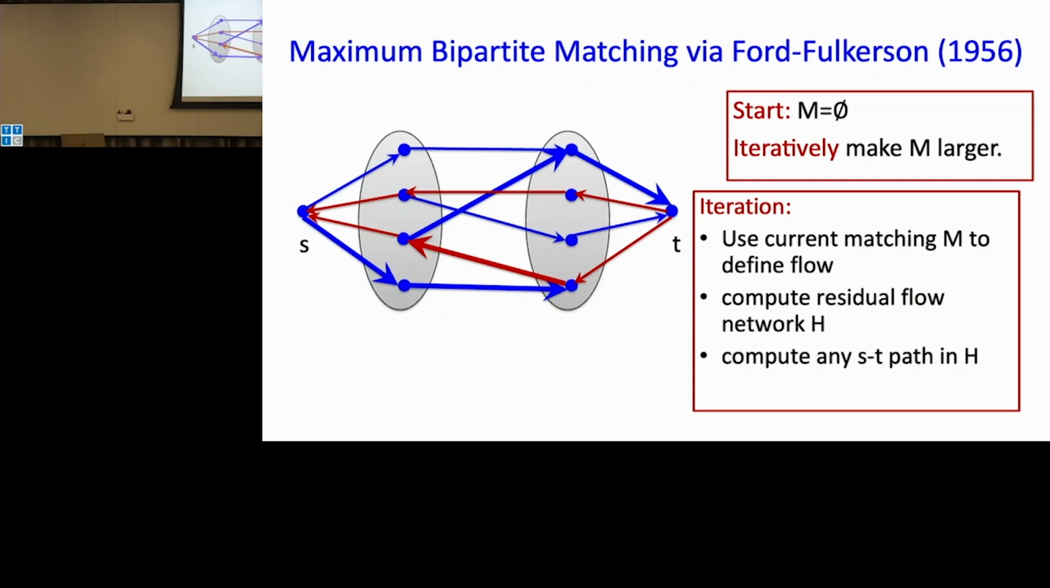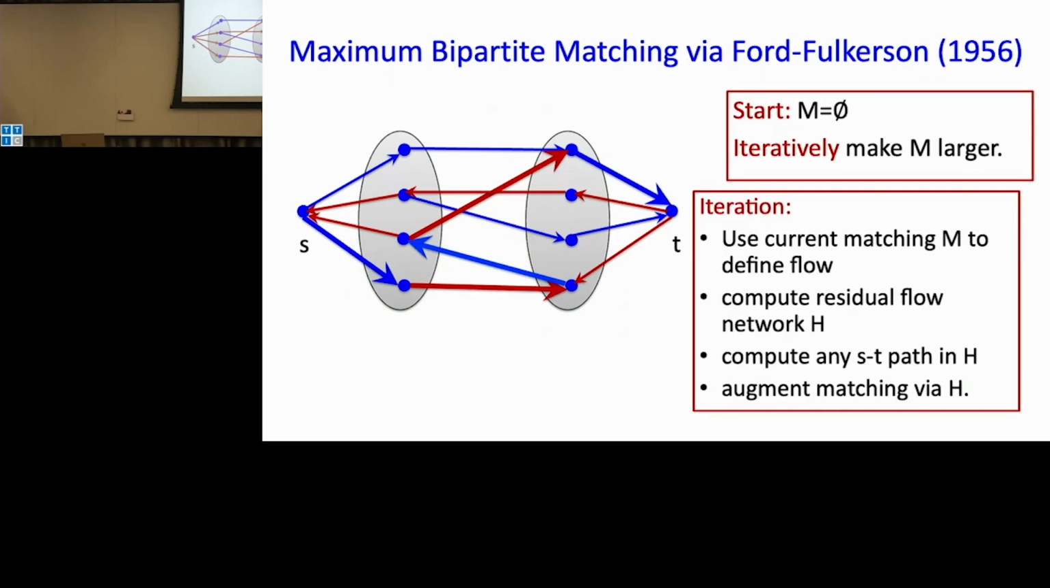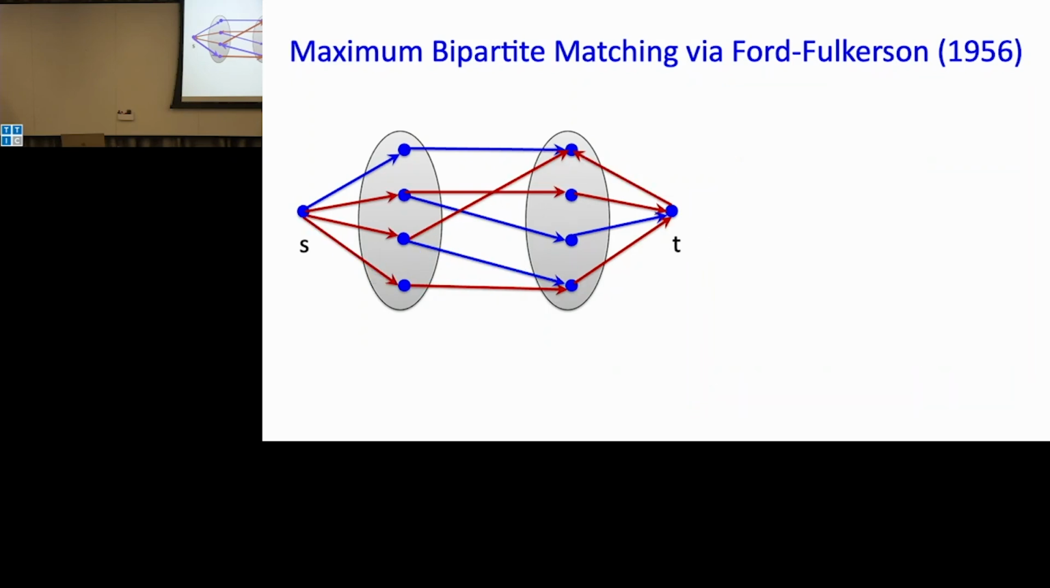How? I'm just taking these edges that are on this path in the middle, and I flip them. The red ones become blue, the blue ones become red. This way we get a new matching, and now its cardinality is 3. And we keep on going like this all the way to the optimal solution.